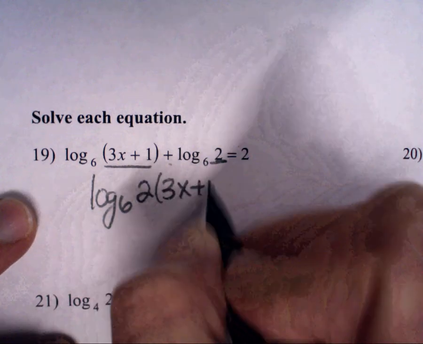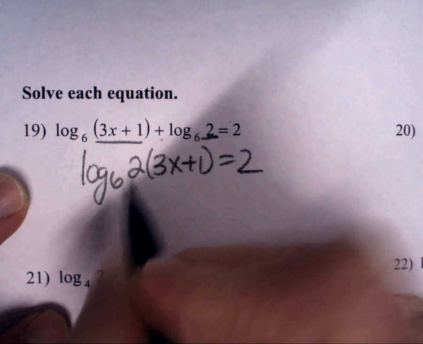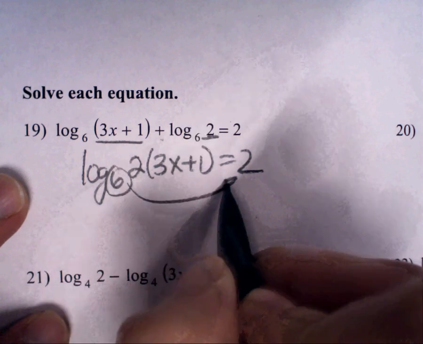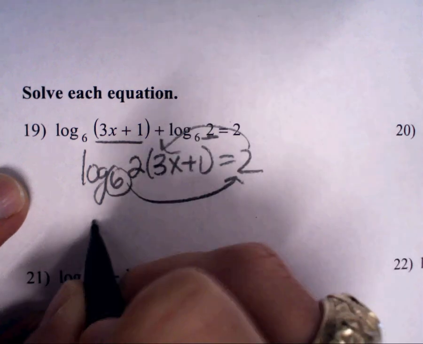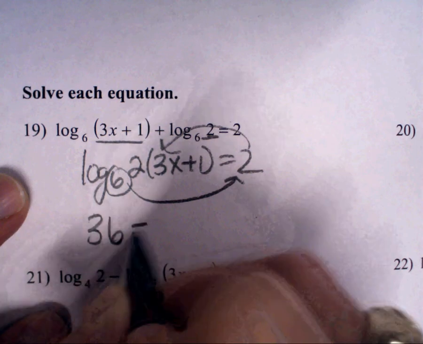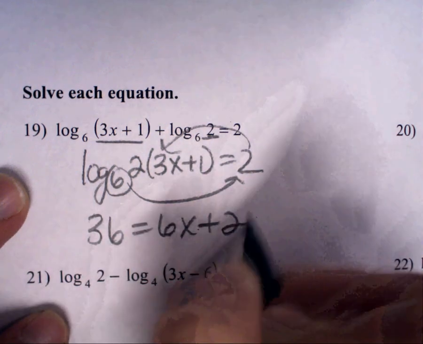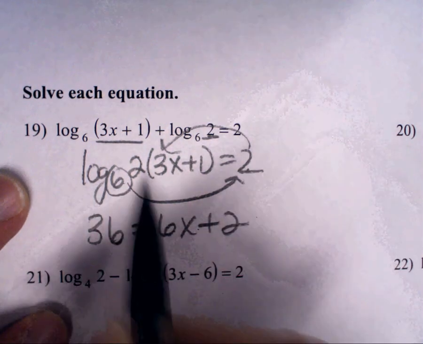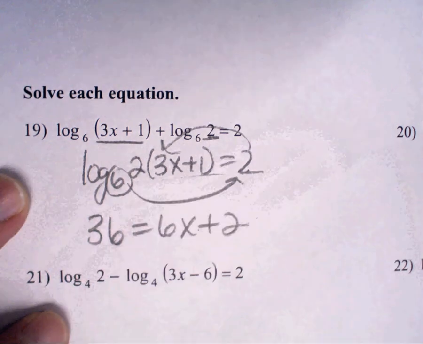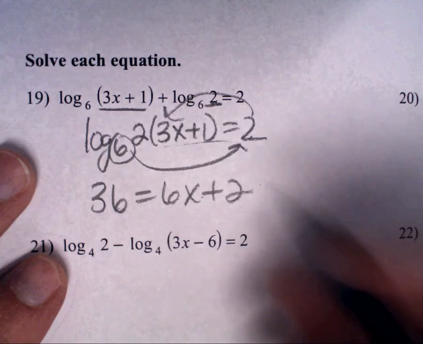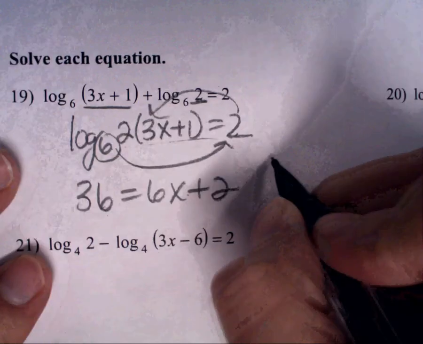So now I rewrite it with my loop trick. 6 squared equals all this. So 6 squared, 36, equals 6x plus 2, distributed. And now I just need to get x by itself. So I would subtract 2. 34 equals 6x.